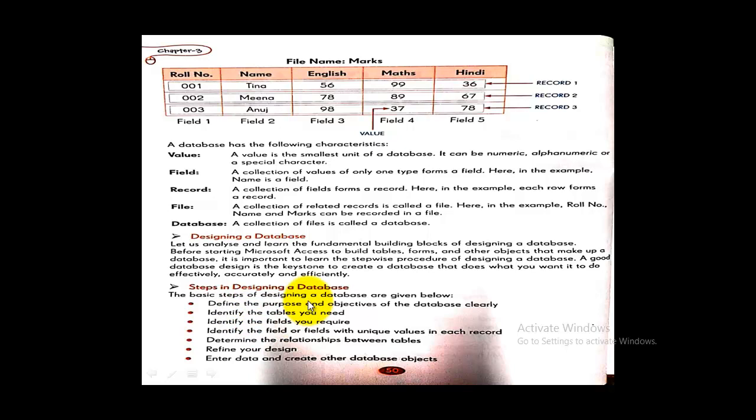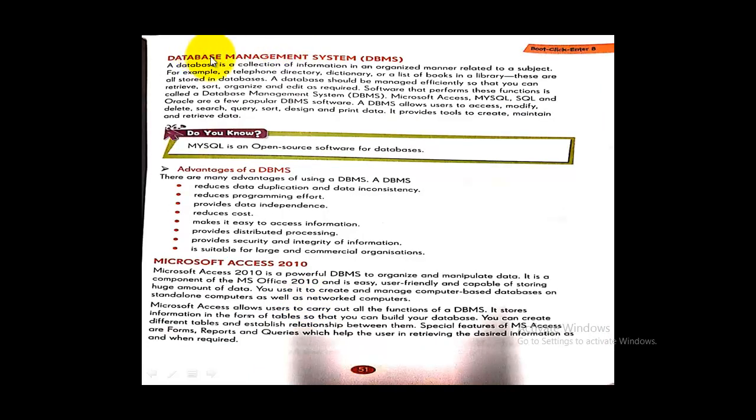Now let's see what is DBMS, that is Database Management System, and what are the advantages of this database management system. A DBMS is a collection of information in an organized manner related to a subject, for example, a telephone directory or dictionary or a list of books in a library. Now, these are stored in a database. A database should be managed efficiently so that you can retrieve, sort, organize, and edit as required.